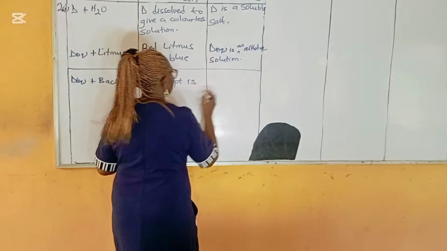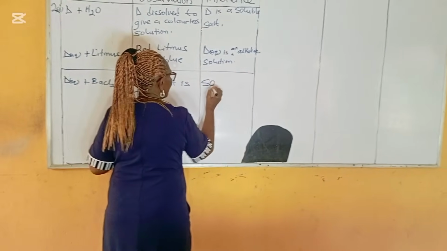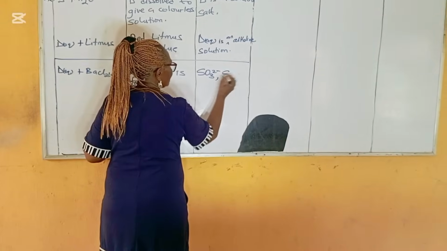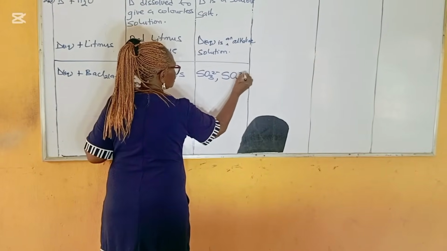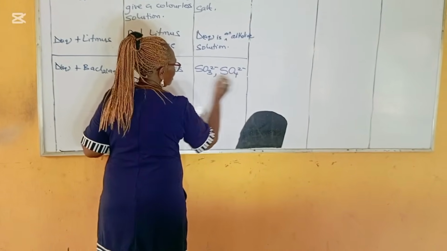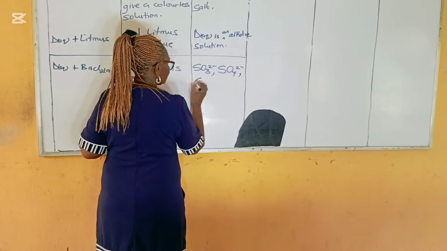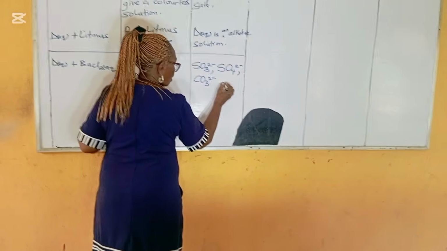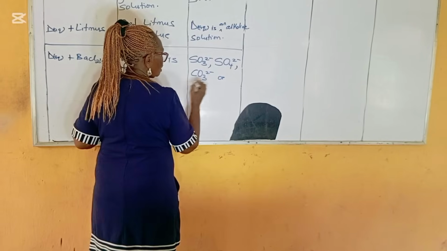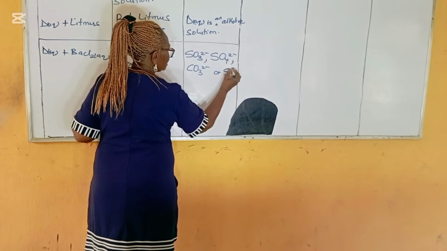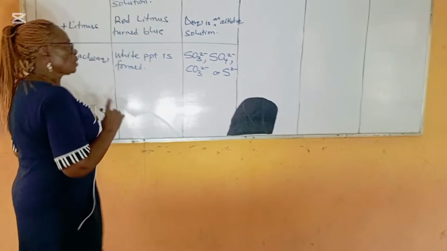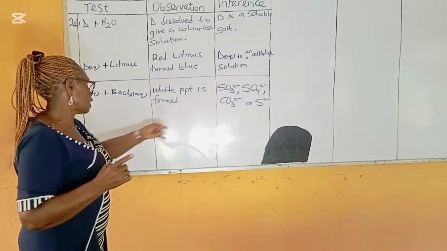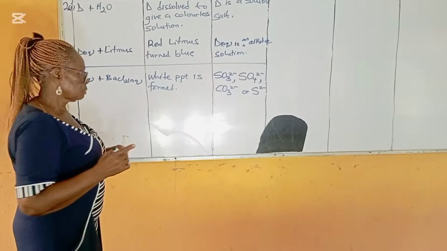Now, because of this white PPT, we are going to suspect XO3 2 minus, XO4 2 minus, CO3 2 minus, or at the end you put or sulfide ion. So any of these four could give us a white PPT with barium chloride.